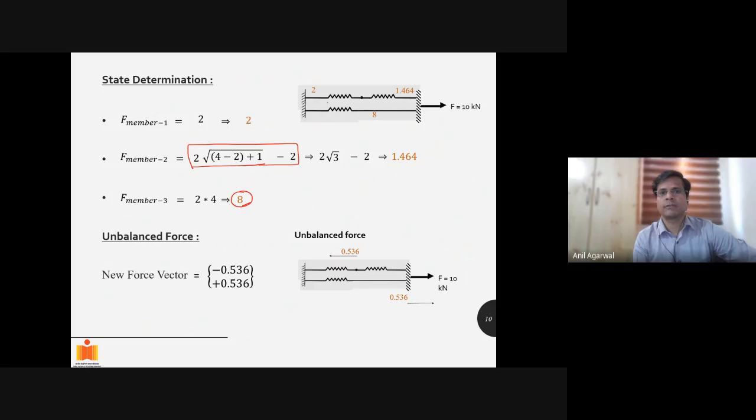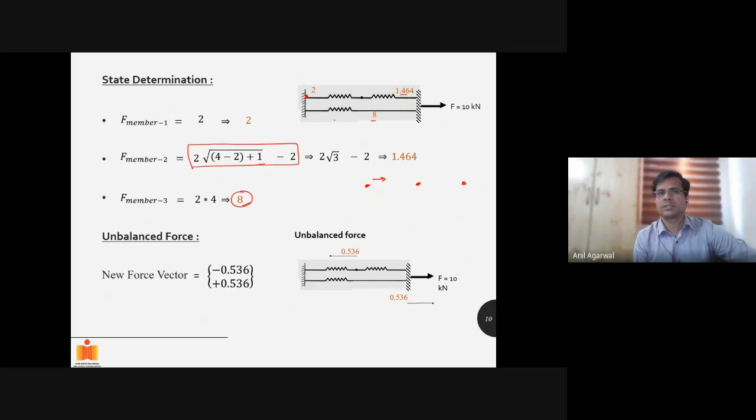The first spring is having a force of 2. The second spring is having a force of 1.464. The third spring is having a force of 8. Right? Now we can do the force equilibrium for each degree of freedom. So for this joint, what is the force acting on this one?